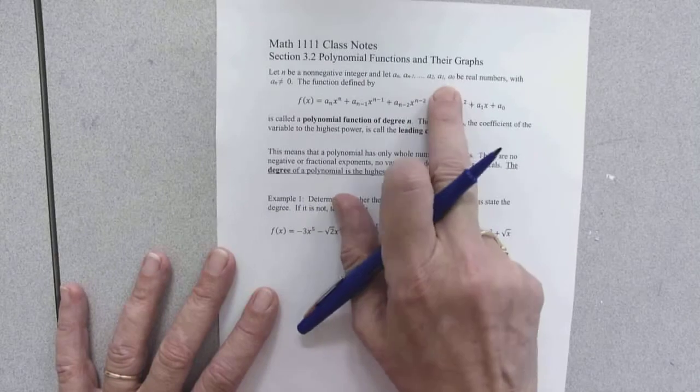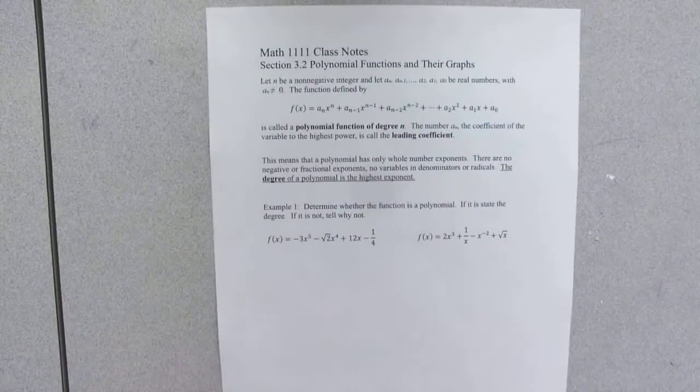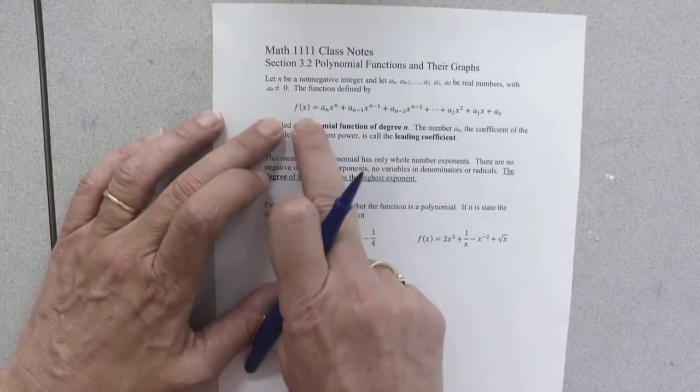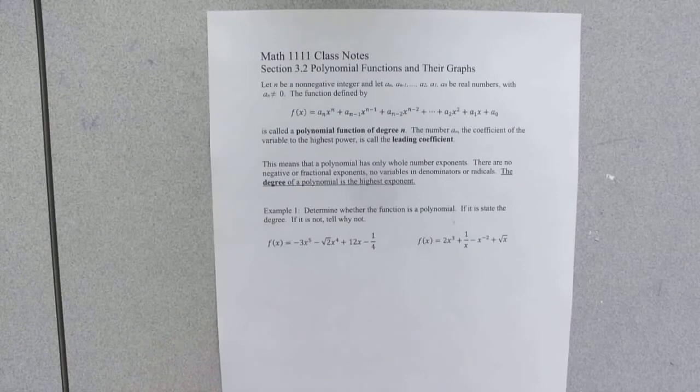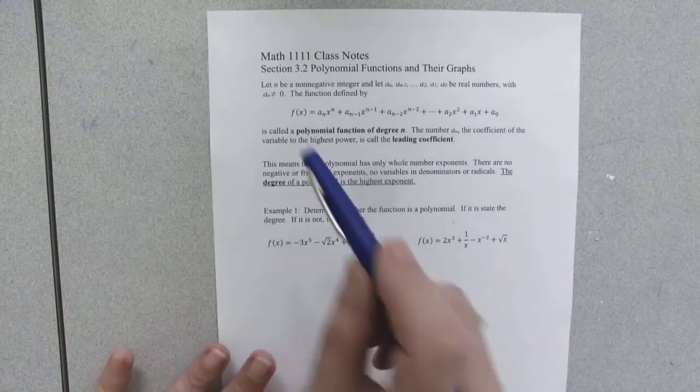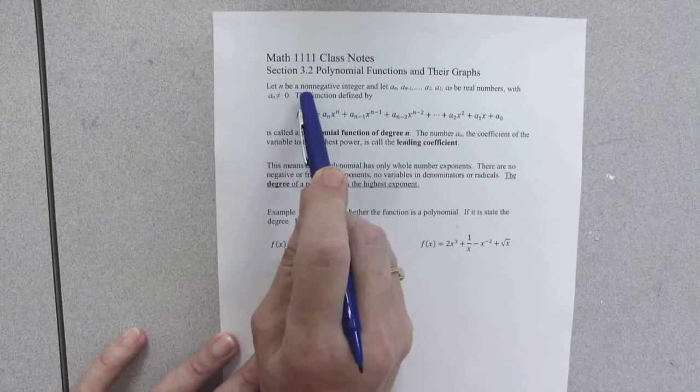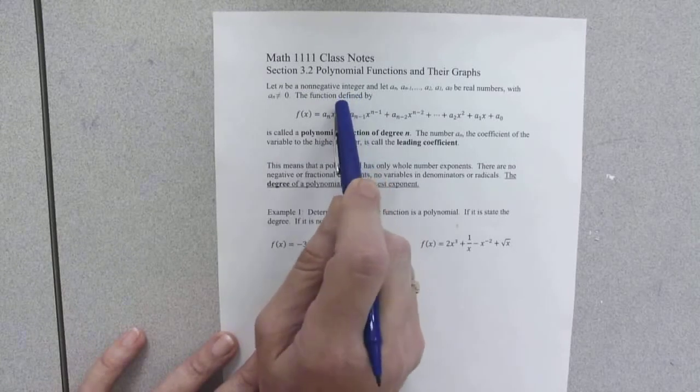a sub n minus 1, a sub 2, a sub 1, a sub 0 be real numbers with a sub n not 0. Then the function defined by all of that, I'm not going to read it all, is called a polynomial function of degree n. The number a sub n, the coefficient of the variable to the highest power, is called the leading coefficient. Now, what this is trying to tell us is, right here, let n be a non-negative integer.